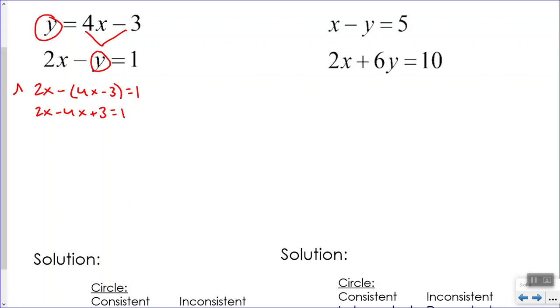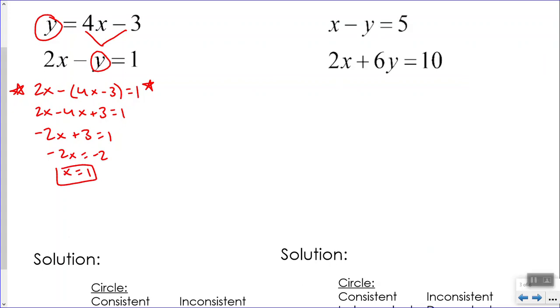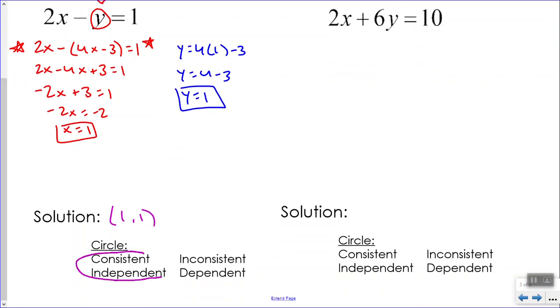Anytime you're using substitution, you must show this first substitution step. Your work will not be considered complete unless you have this step here. So we go through, we simplify, so we have -2x plus 3 equals 1, and we're going to end up with an x coordinate of 1. Now we can go ahead and substitute this into either equation. Again, it doesn't matter which one we pick, and we can use our first one if we want. So y equals 4 times 1 minus 3, and we're going to get a y coordinate of 1. So we have that one solution, which is 1, 1, and this is a consistent, independent system.